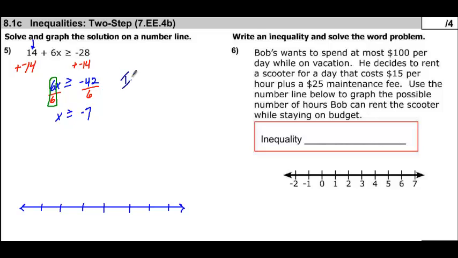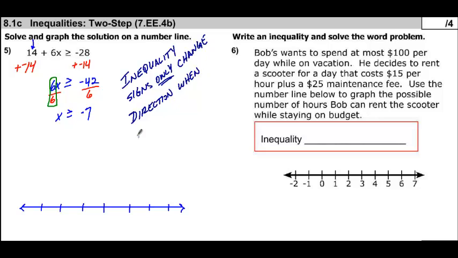Remember, let's write this on your test if you didn't. We discussed this when we corrected, but inequality signs only, double underline, only change direction when we divide or multiply by a negative. So when we divide or multiply by, again, triple underline, by a negative.